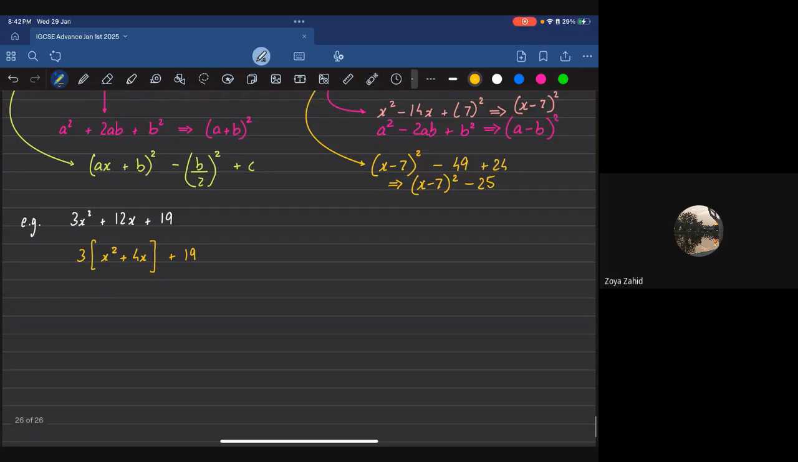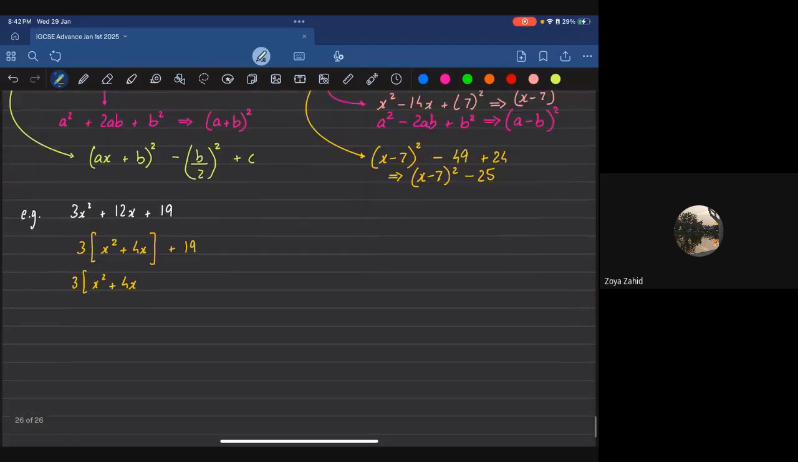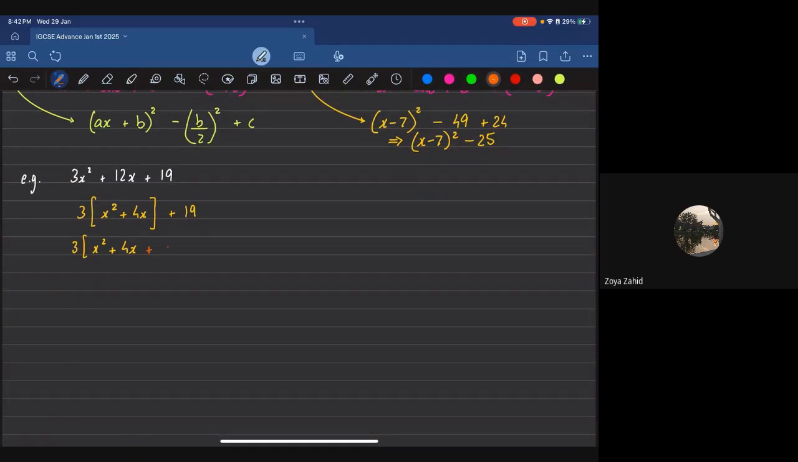How are you going to do it? 3 times x squared plus 4x. And now for 4x, obviously, you're going to half it. So it is going to be half of 4, adding, whole squaring it, and then subtracting it, with the entire thing. So like this. And the bracket comes as it is, and you have your 19 on the outside, plus 19 on the outside.